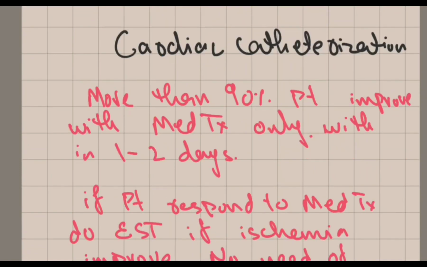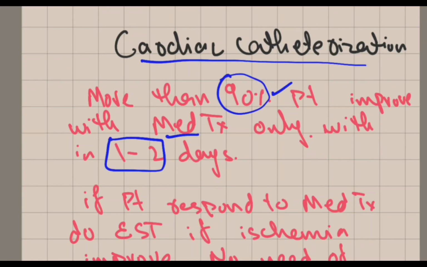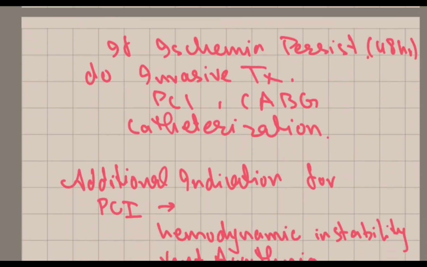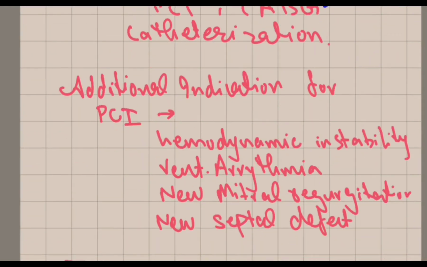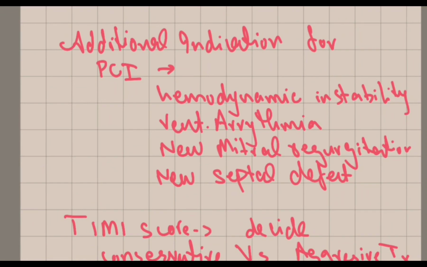Now let's talk about the most important procedure, which is cardiac catheterization. More than 90% of the patients improve with medical treatment only within 1 to 2 days. If the patient is not responding to the medical treatment, we can do the exercise stress test, and if the ischemia is improved, no need to go for invasive management. But if ischemia still persists after 48 hours, we will do invasive treatment immediately, PCI and CABG. Additional indications for percutaneous coronary interventions include hemodynamic instability, ventricular arrhythmia, new mitral regurgitation, and new septal defect.